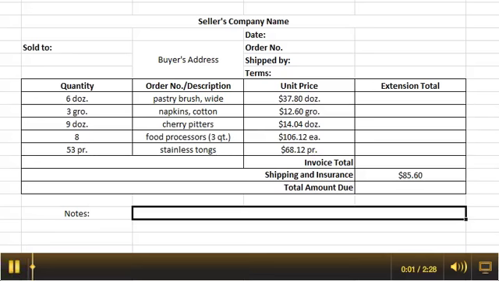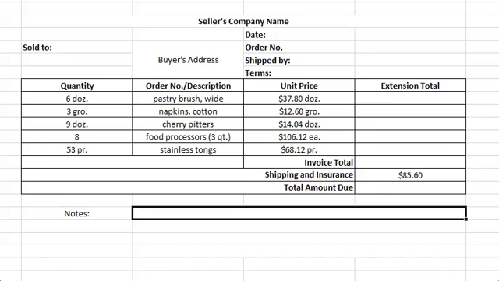In this video, we will be looking at an invoice. Now at the top of the invoice you see some important information like the seller's company name, the buyer's name and address, the date, order number, shipping, and the terms of the agreement. Now in the center is where you see the items that are being purchased.